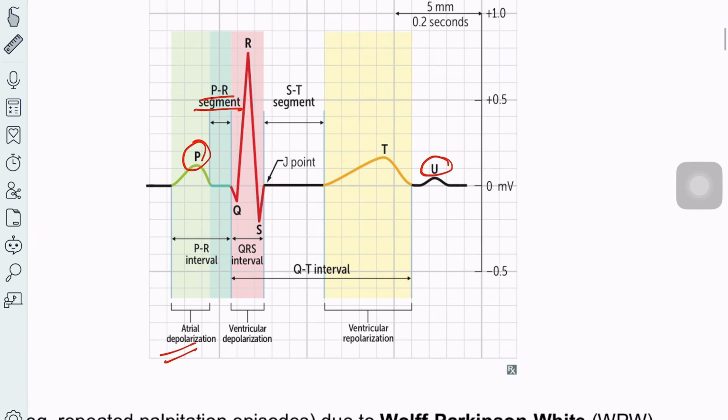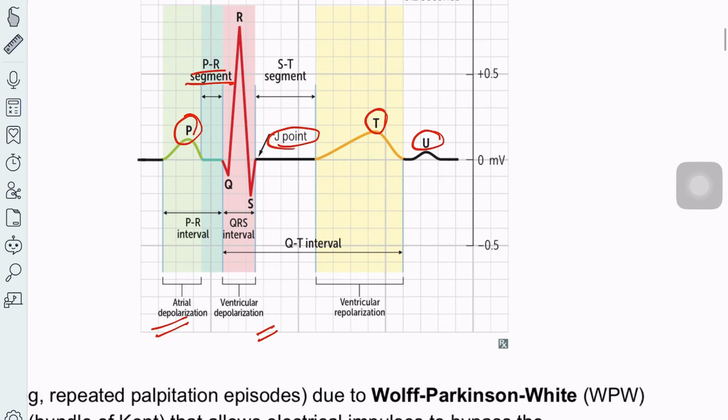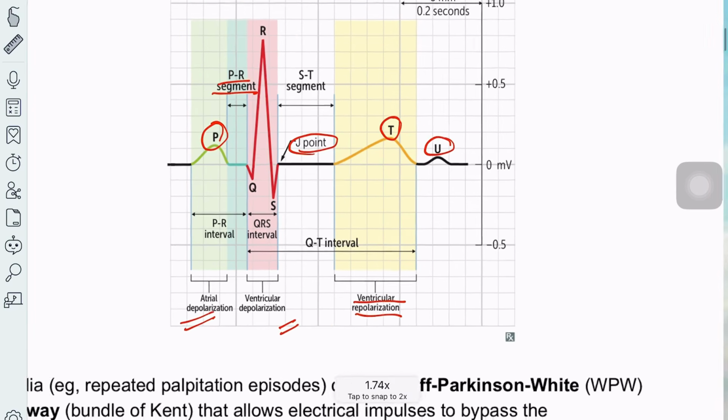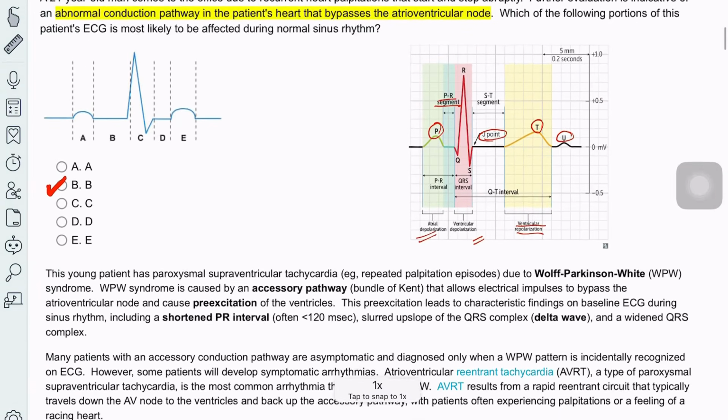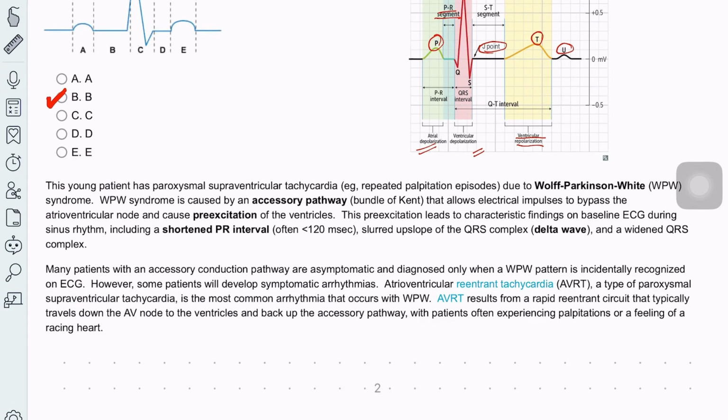Then comes the ventricular depolarization, which is represented by QRS complex. The J point is an isoelectric point. Then comes the T wave. The T wave represents the ventricular repolarization, and sometimes a small U wave is also present, which represents the repolarization of papillary muscle. So this patient has PSVT, that is paroxysmal supraventricular tachycardia, which is due to Wolff-Parkinson-White syndrome.